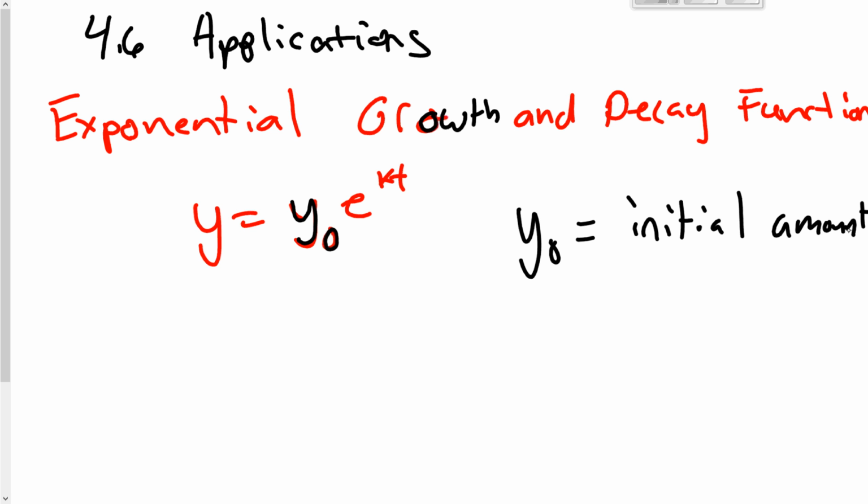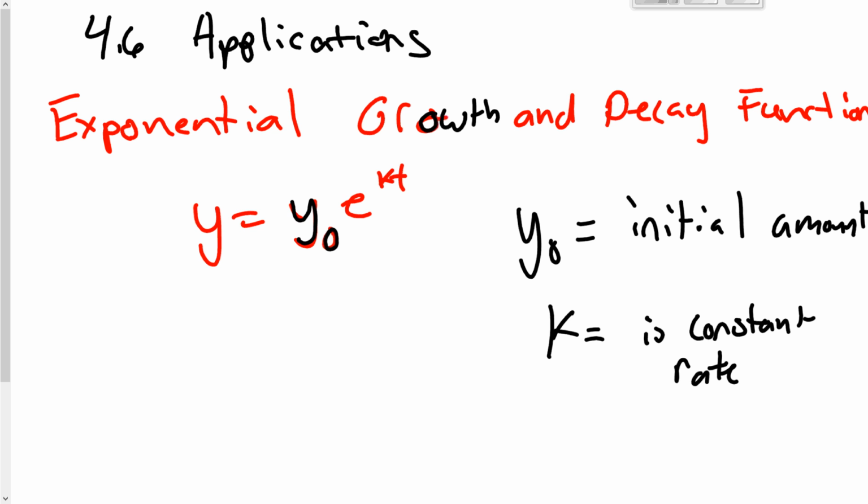Y is the amount of material, or grams, whatever you're dealing with. And k is kind of like your rate, your constant. Kind of like your rate.